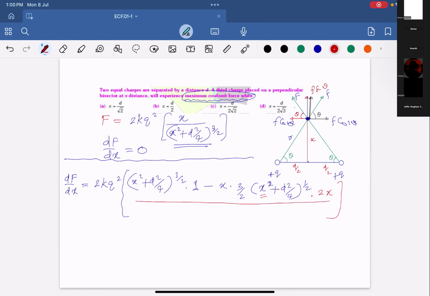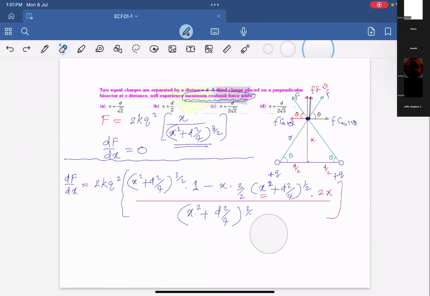Divided by denominator square. What is denominator square? Denominator square is, when I take, what do I get? X square plus d square by 4 raised to 3 by 2 square. Square means they are cut. So you are getting simply this. This is what you get. And you should equate this to 0 and solve it. You will get the final answer. 0 is equal to this, but this can't be 0. Why? Because they are constants. So the bracket has to be 0.